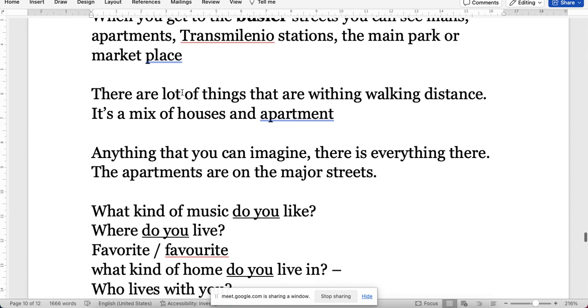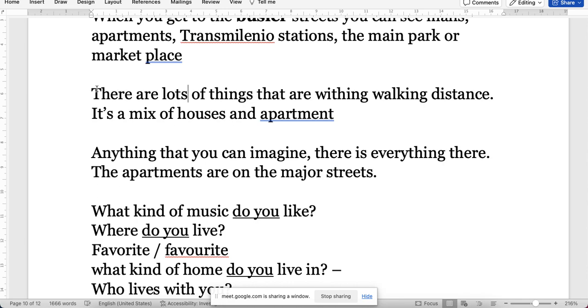There are lots of things. Hay muchas cosas. There are lots of things that are within walking distance. Que quedan en una distancia que se puede llegar caminando, ¿no? Esta es una expresión para decir que uno llega caminando. Ese que uno llega caminando es within walking distance. Within, sin la G. Within walking distance. Aquí la L no suena y decimos walking, walking distance.